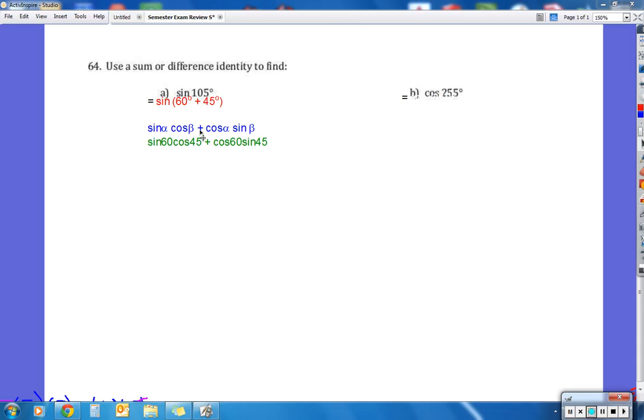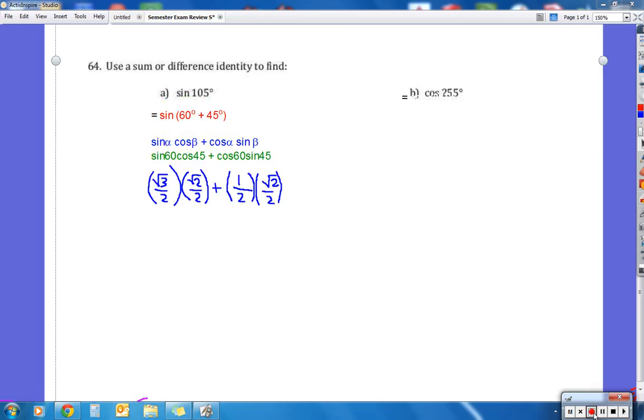Notice that when I'm in sine, whatever operation you're performing in the parentheses is the same one that you're performing in the identity. So alpha is 60, beta is 45. I'm going to plug those in, and now I can replace those with my coordinate points along the unit circle. Since both of these angles are in quadrant 1, 60 and 45, all of my ratios are positive. So square root of 3 over 2 times the square root of 2 over 2 plus 1/2 times the square root of 2 over 2.